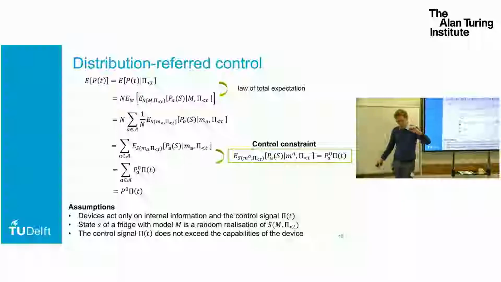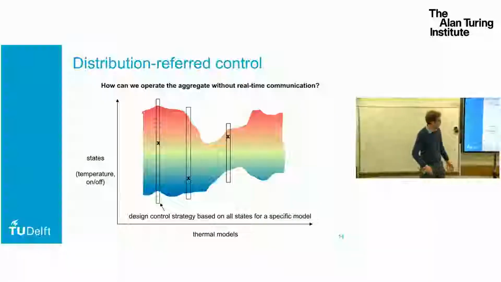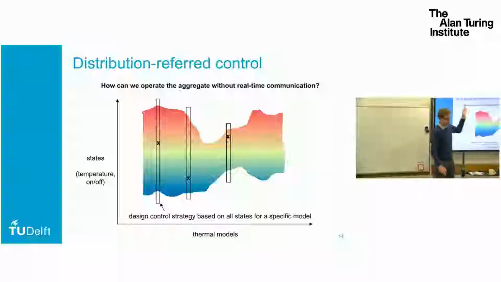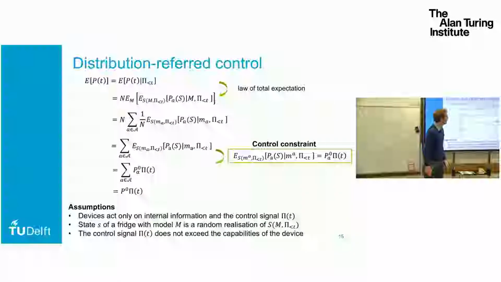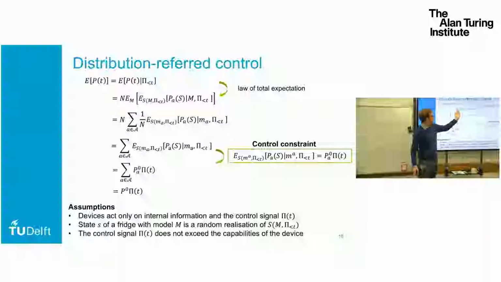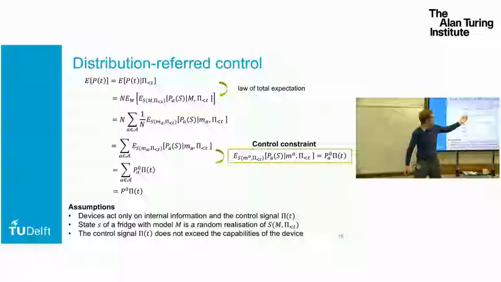we say, okay, for this population, right? So we have this population that has different states and different models, right? So we call this M and we call this S, right? Model, state. So we say, right, these are N fridges. Let's say I know N, right? And let's look at the expectation of an individual random fridge, right? So that's its power consumption, P_a.